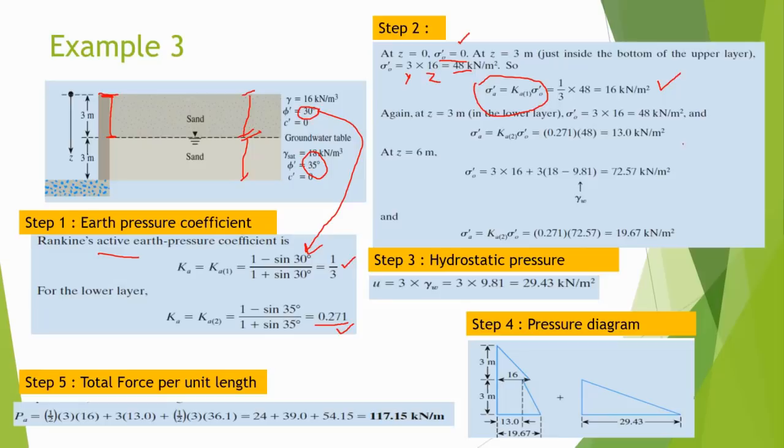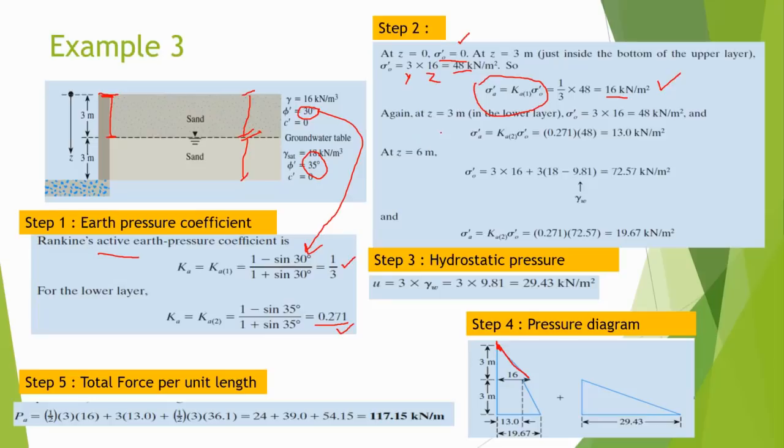Okay. Lepas tu, you terus draw the graph lah. You draw graph. Pressure diagram ni. Okay. So, mula kosong, Z kosong. Lepas tu, dia tiba ke 3 meter. Dia adalah 16. That's why dia 16. Okay, and then kita buat lagi kedua, again, Z 3 meter. Sebab apa Z 3 meter buat lagi sekali? Sebab dia ada dua angle yang berbeza. So, inilah cara dia. Okay, perhatikan.